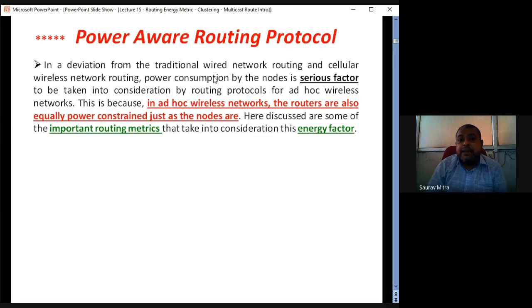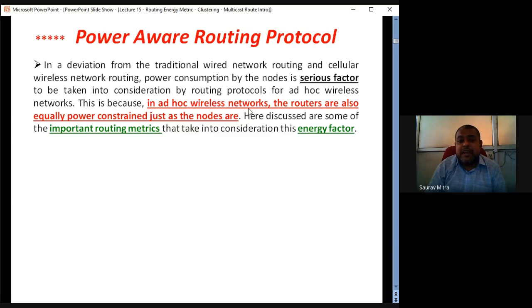Cellular network has a centralized access point or base station. But power consumption by the nodes is a serious factor to be taken into consideration by routing protocol for ad hoc wireless network. Traditional wired network and cellular network do not have a power consumption issue because both are connected with a generator, with an ample amount of power source. But the nodes of ad hoc sensor network have this serious factor. So power consumption is a serious factor for ad hoc wireless sensor network.